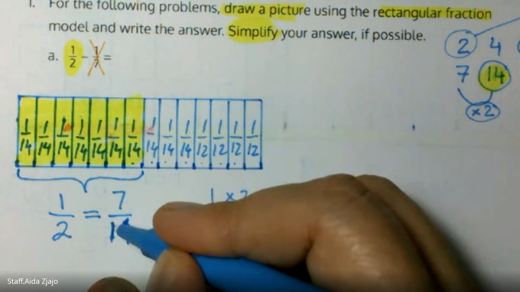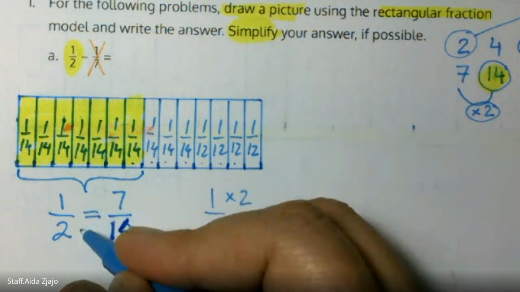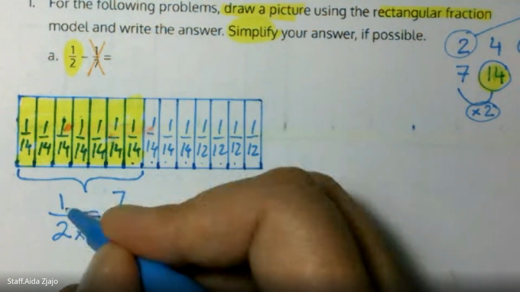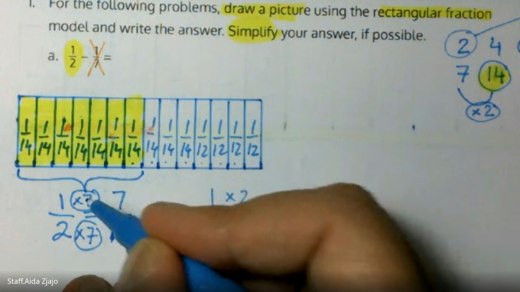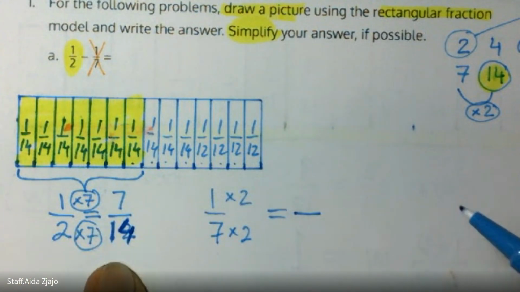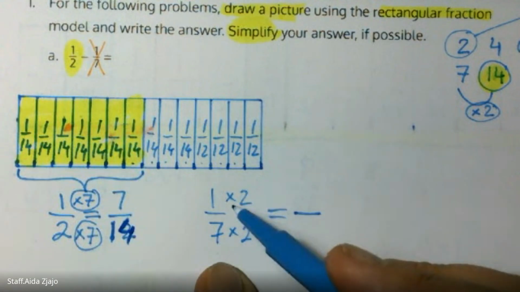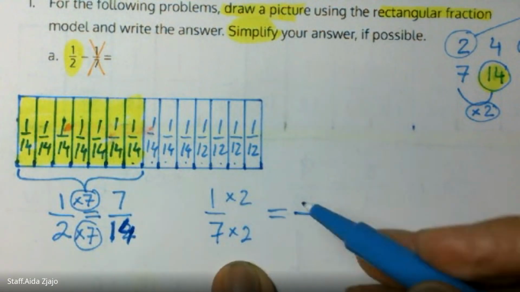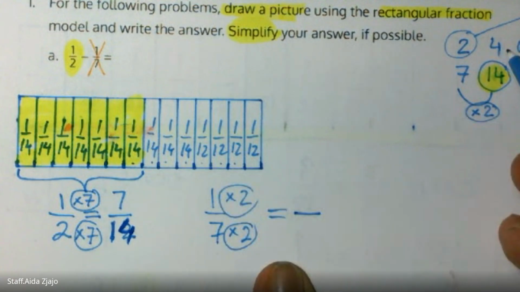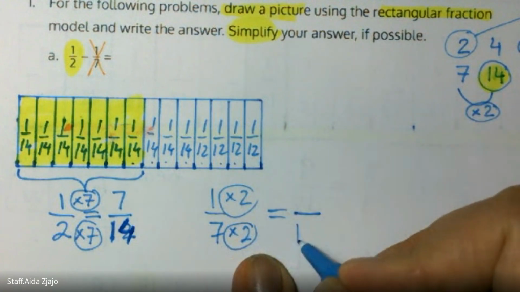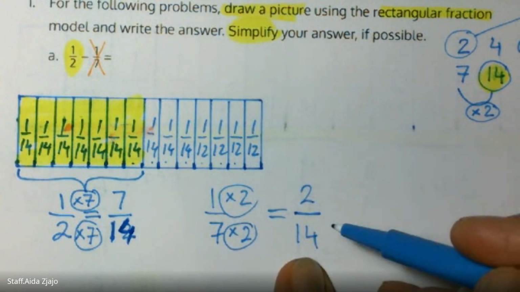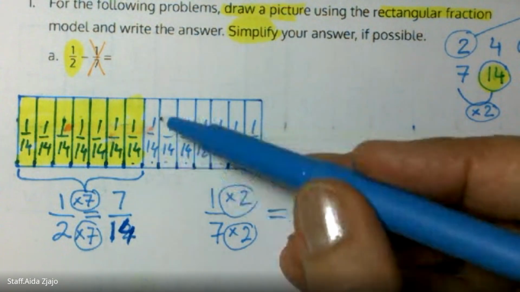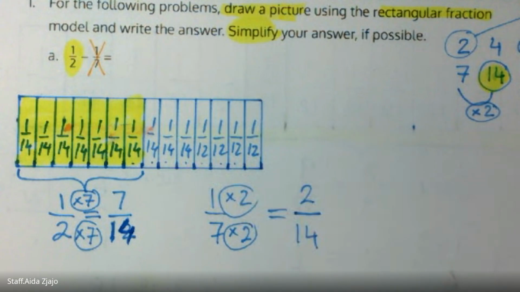7 14ths. 2 times 7 is 14, and 1 times 7 is 7. So 1/2 makes 7 14ths. And then now 1/7 times 2, which is here, 7 times 2 makes 14. So 7 times 2 is 14. 1 times 2 is 2. So 1/7 will represent 2 14ths. So now we can see that 2 14ths makes 1/7.